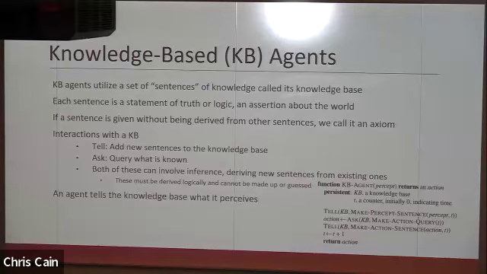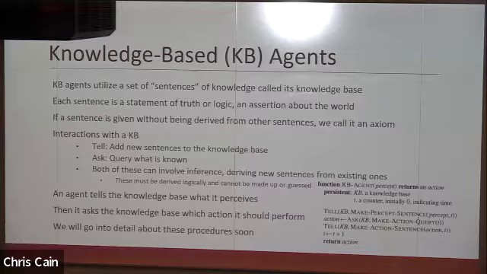So the agent tells the knowledge base what it perceives, then asks the knowledge base what it should do. The agent is a dumb agent. The agent requires the knowledge base to do anything. It's like the human, the actions, and the brain. You take the brain out, the human can't do anything anymore. So much more detail about this is coming, but that's the general layout of a knowledge base agent. Questions on any of this basic setup?